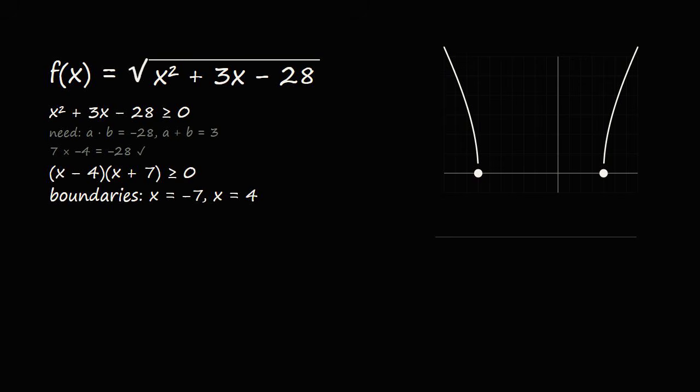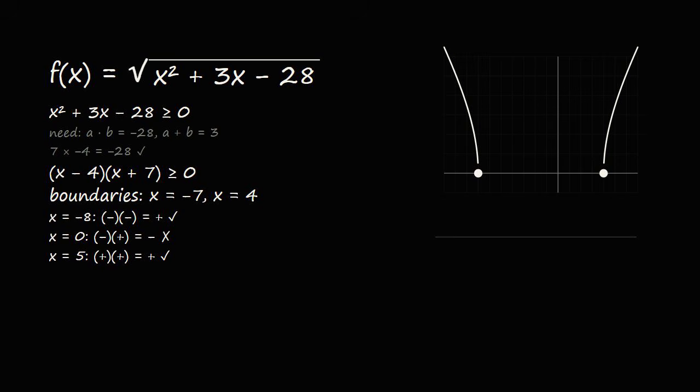Those two boundary points, negative 7 and 4, split the number line into 3 regions, and because we're multiplying two factors together, we need to test each region to see if the product is positive or negative. Try x = -8, which is left of both boundaries. You get a negative times a negative, which is positive. That region works. Try x = 0 in the middle, negative times positive, which is negative. That region fails, since we can't have a negative under a square root.